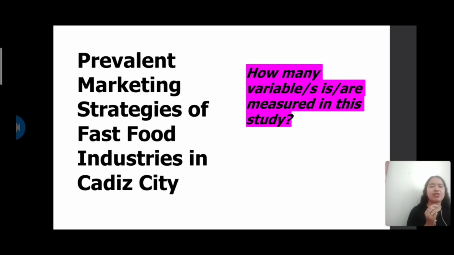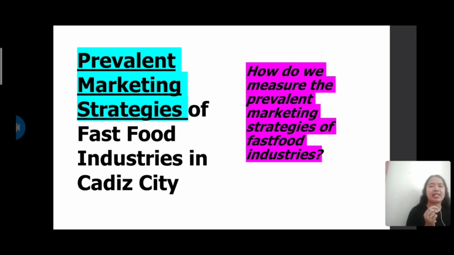Now, next question: how many variables are measured in the study? So what is the variable? The variable is the prevalent marketing strategies. So again, if it's descriptive research, it only measures one variable.